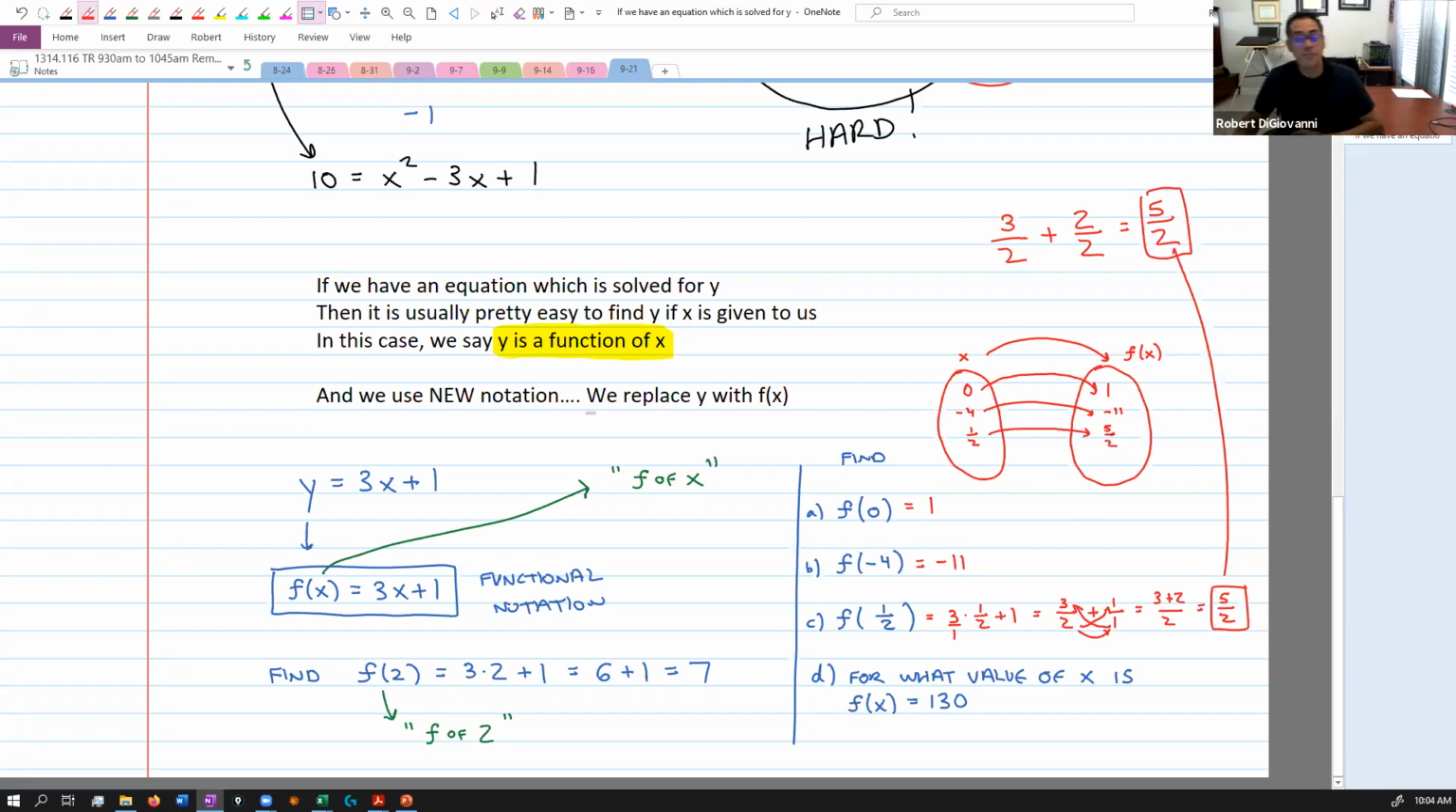Y'all with me? Part D is saying, wait a minute, what X do you have to plug in? What X will spit out 130? So it's trying to, instead of giving us the number.